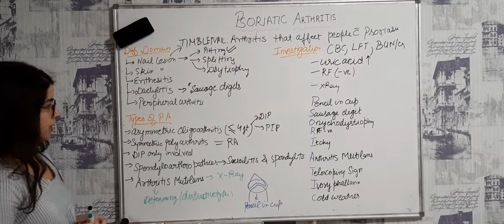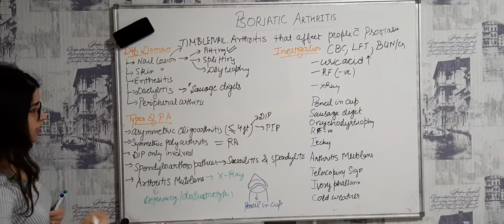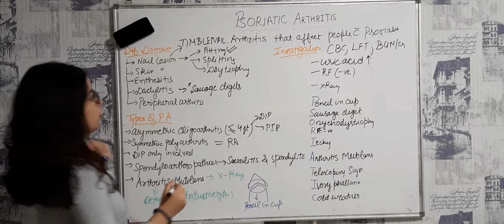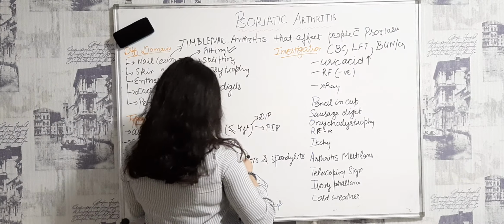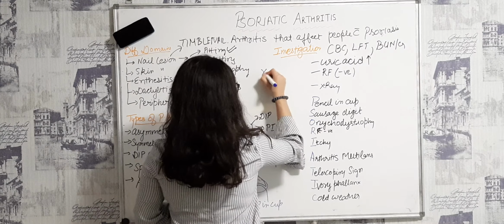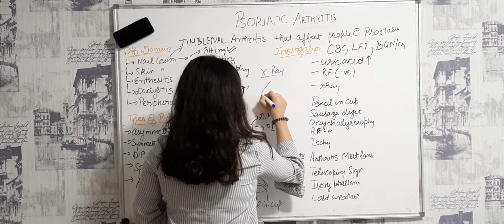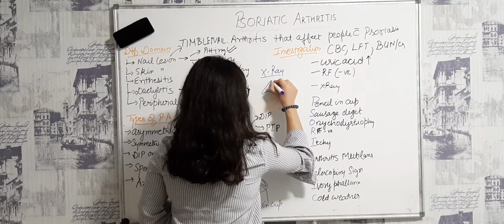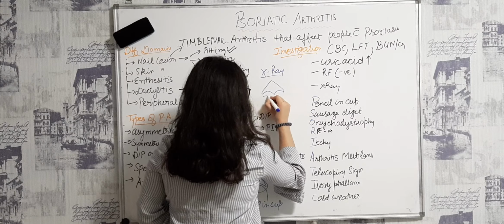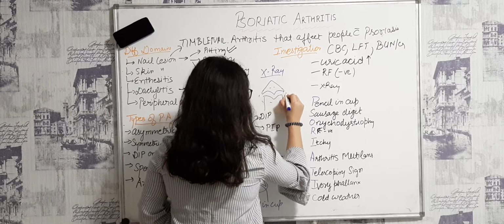We will see it in arthritis mutilans. And one more thing about the X-ray I want to tell you about. On X-ray of the DIP, you will see a seagull appearance of the digits. This is the seagull sign.